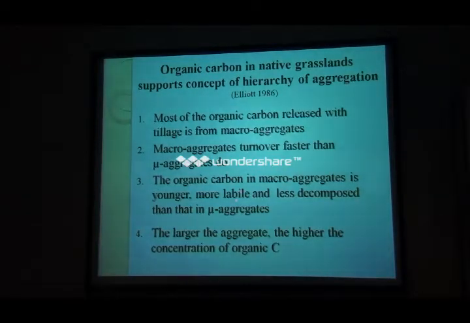And the organic carbon in the macro aggregates is younger and more labile and less decomposed than that in the micro aggregates. So they're really the roots and the hyphae. And then the larger the aggregate, the higher the concentration of organic carbon.